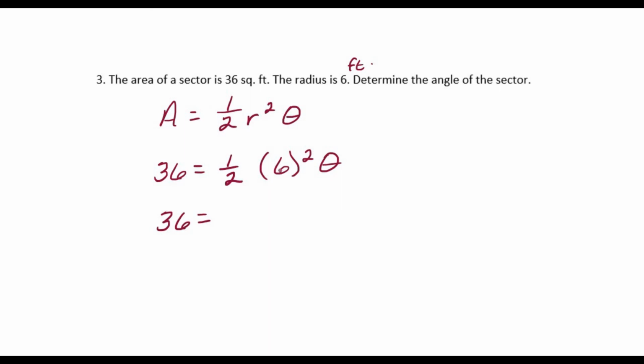Now for this particular problem, actually I know that 6 squared is 36, so I could probably do a shortcut here because I have 36 on both sides of my equation. But I'm just going to go ahead and multiply this out. 1/2 times 6 squared is 18. So from here, I divide both sides of my equation by 18, and I get theta to equal 2. So the angle of that sector has a measure of 2 radians. Now, if I wanted to, I could go ahead and multiply this 2 radians by 180 over pi in order to change it to degrees.